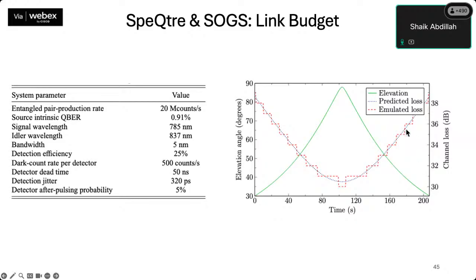35 decibels when the elevation is rather low, somewhere in the range of 30 degrees or so. The channel loss will be the lowest, at about 31 decibels, when the satellite is directly overhead, so 500 kilometers away. And the secret key rate that we can establish is several kilobits, which would be as per expected, especially when we compare with the Jinan-1 satellite.